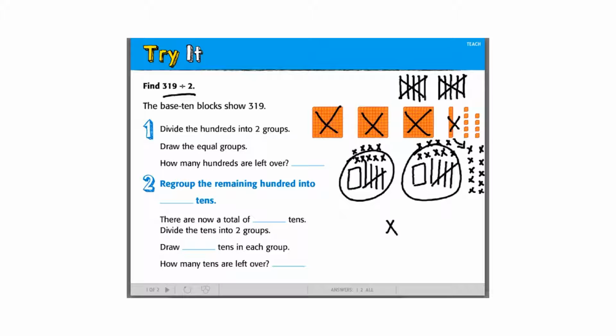Okay, number 1 says divide the hundreds into two groups. We drew the equal groups. How many hundreds were left over? We had 1 left over when we did that, right? So we put 1 here, and then we had 1 left over. So that's what we're going to write on the line there.